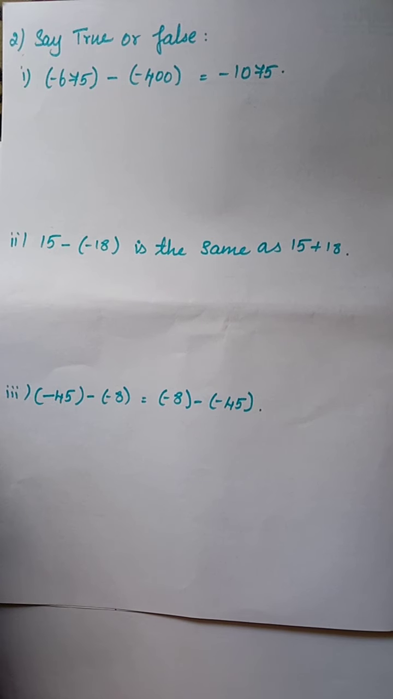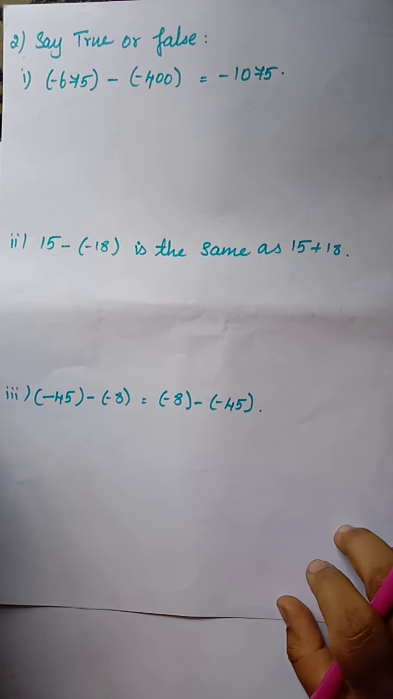Okay, now the second question is say true or false. Now we are going to write true or false. I already told you what true or false means. True means whether the given statement is true. If the statement they have given is correct, you have to write it as true. If the statement they have given is not correct, if it is wrong, you have to write it as false. Okay, you know that already.